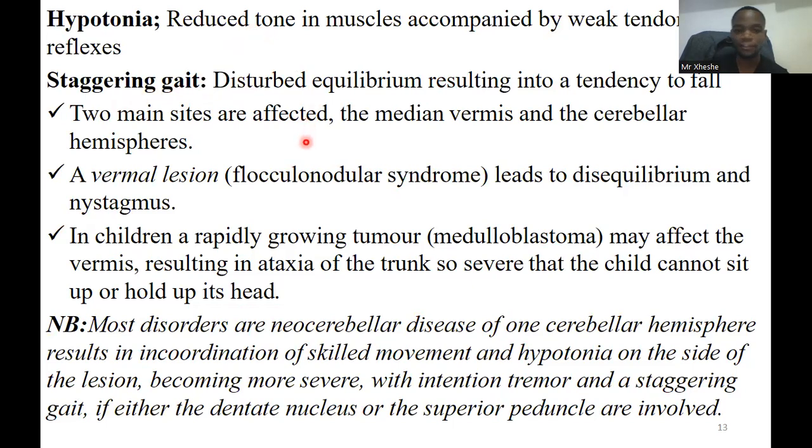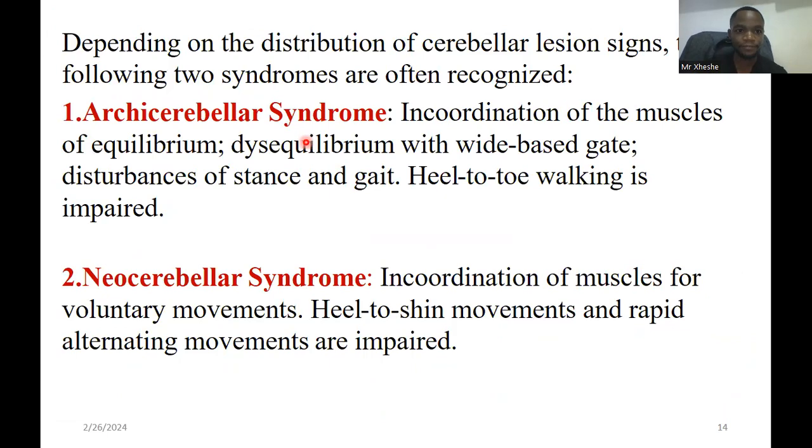You see someone shuffling and failing to lift up their legs. Then, depending on the location of the lesion, signs of problems with the cerebellum can be grouped into two syndromes. So we have archicerebellar syndrome and neocerebellar syndrome. So archicerebellar syndrome deals with incoordination of muscles that deal with equilibrium. Muscles that help us to balance, all right?